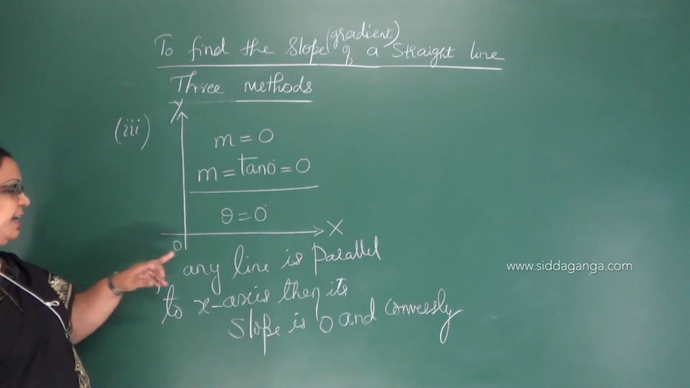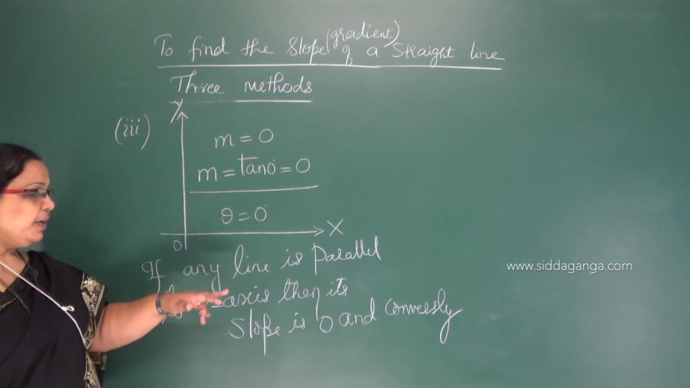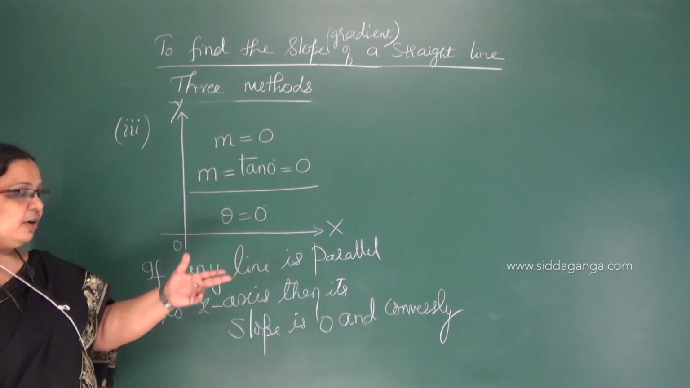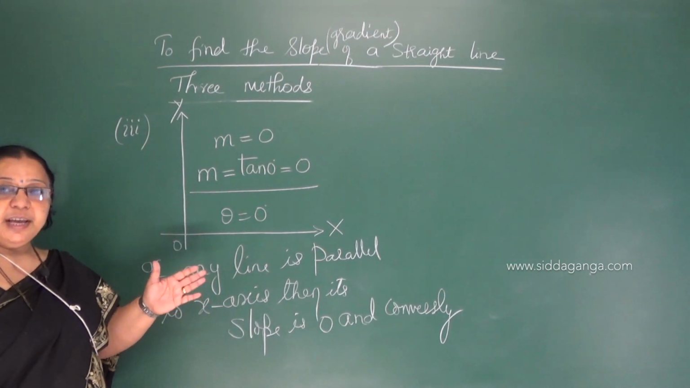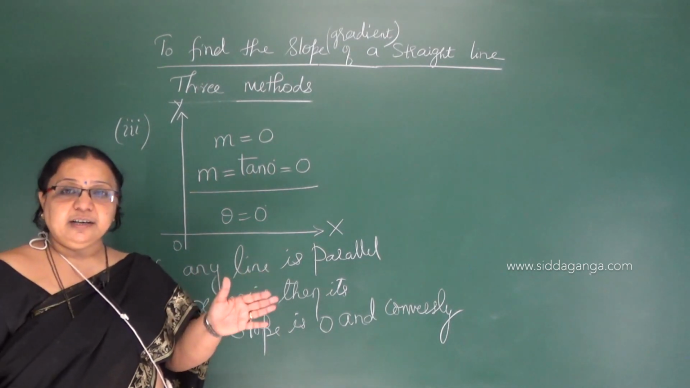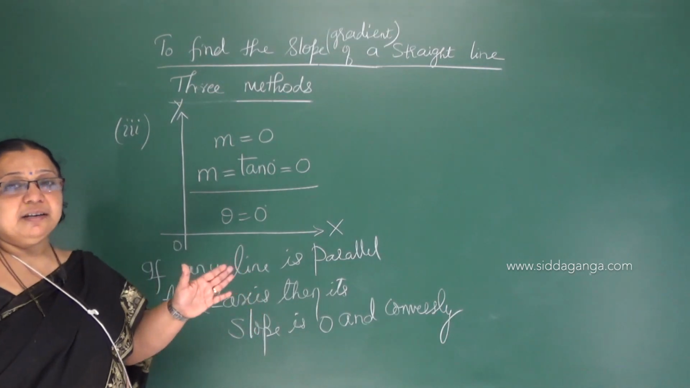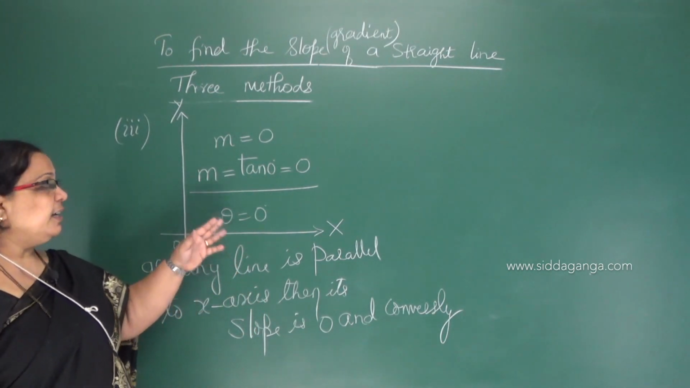So if any line is parallel to x axis, then its slope is 0 and conversely. And conversely means if the slope of any line is given as 0, it is understood that that line is parallel to x axis. x axis ಗೆ parallel ಆಗಿರುತ್ತೆ.